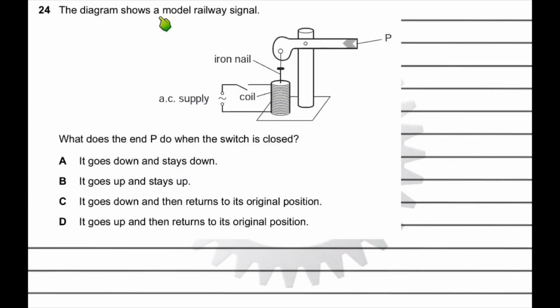The diagram shows a model railway station, an iron nail, a coil, an AC supply, and this is point P. What does the end P do when the switch is closed? You have 5 seconds to think.